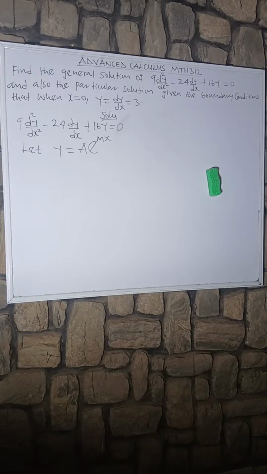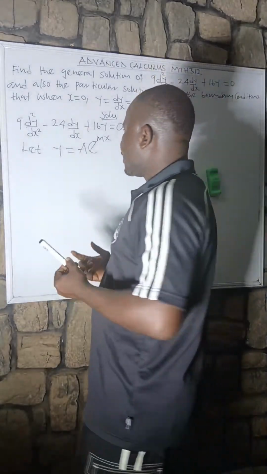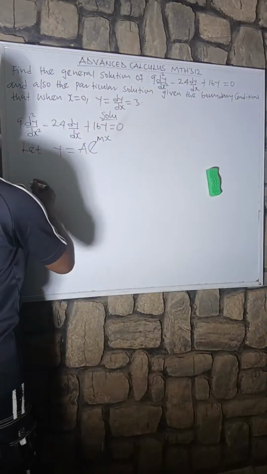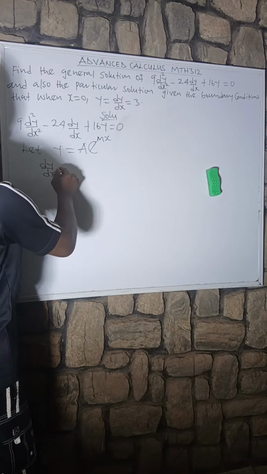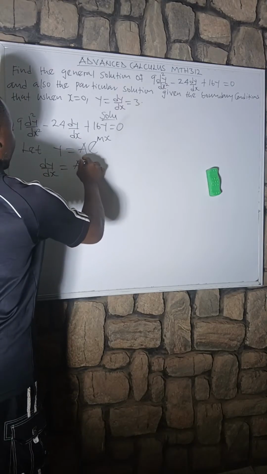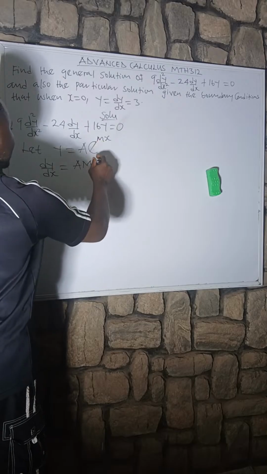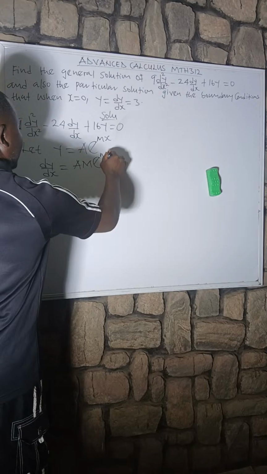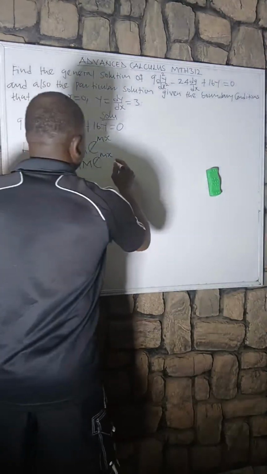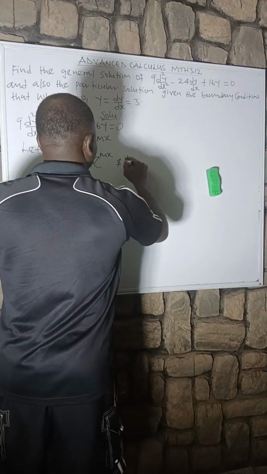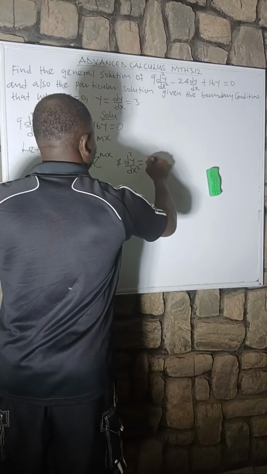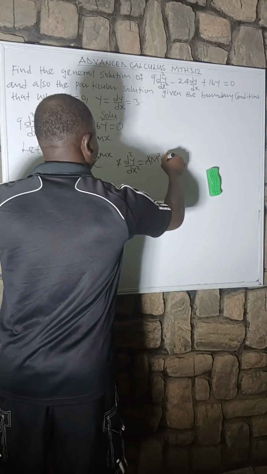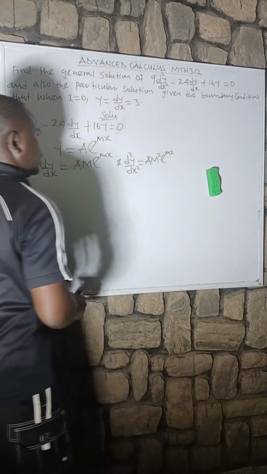Okay, no question, right? So let's move further to differentiate this. It means we are going to have dy over dx equals am exponential mx, because if we differentiate this, it gives exponential mx, and d squared y over dx squared equals am squared exponential mx. Do you agree with me?